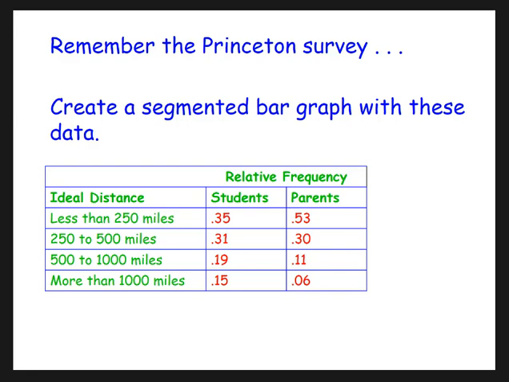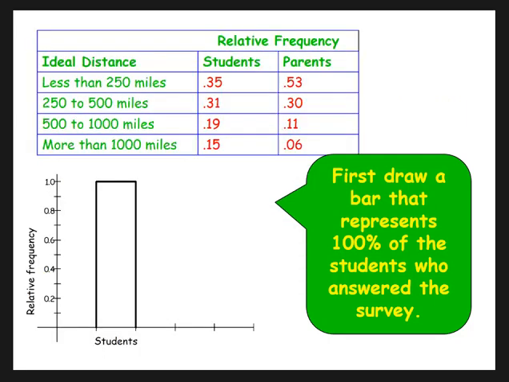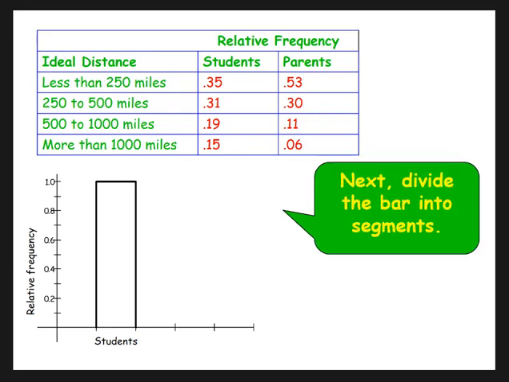So for our parents here, now rather than putting the miles across the bottom axis, it's going to be the parents and students across that bottom axis. So we still create the relative frequencies, only now each bar represents the whole amount, or that 100%, or the 1. For students, we take their 100% and we divide it up.